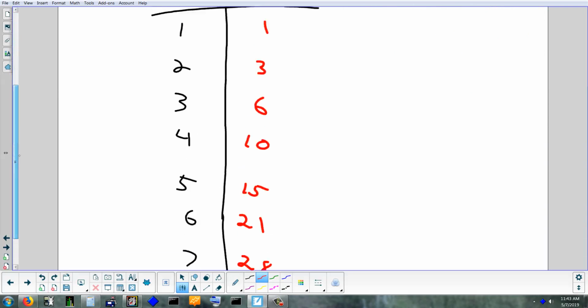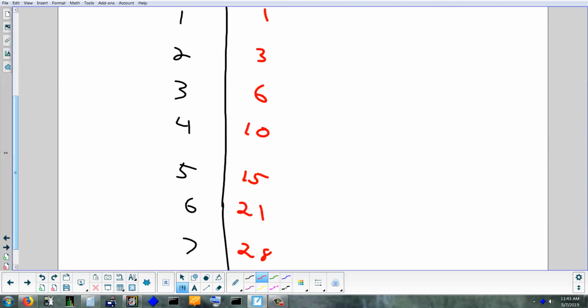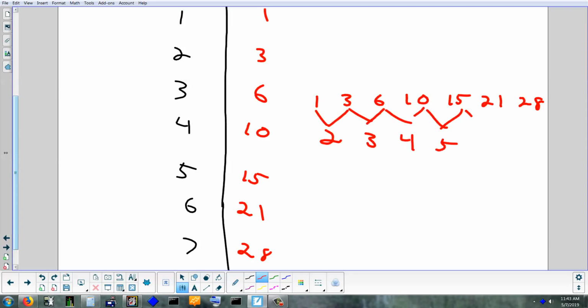28. Now, I'm going to show you a trick that shows you that this pattern is quadratic. Okay? That's a quadratic pattern. If you go like this, 1, 3, 6, 10, 15, 21, 28. Now find the differences between each one and the one next to it. What's the difference between 3 and 1? 2. 6 and 3? 4, 5, 7. Now we found the differences once. Let's find the differences one more time. 3 minus 2?